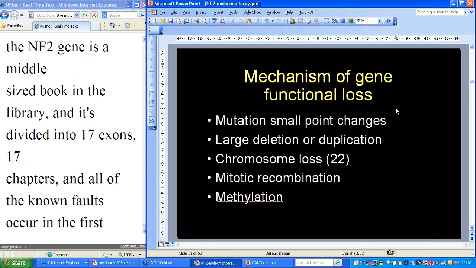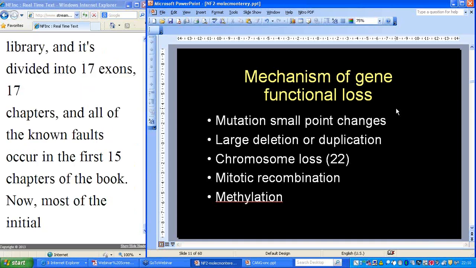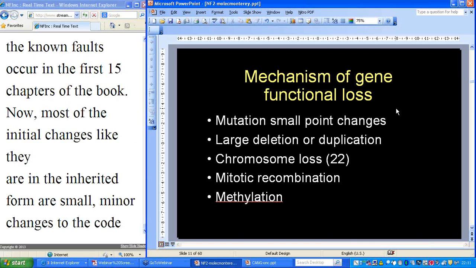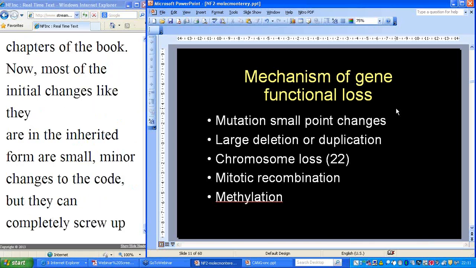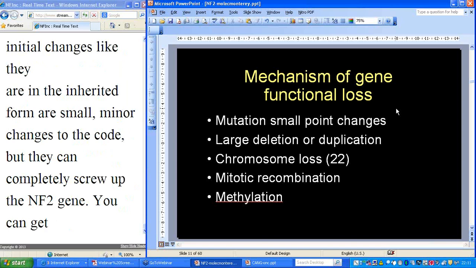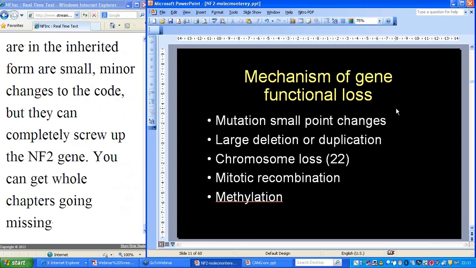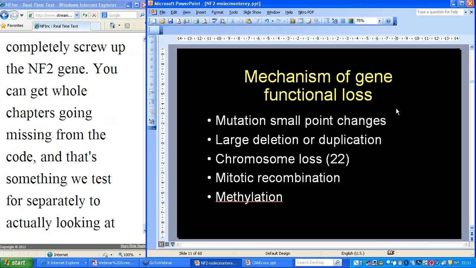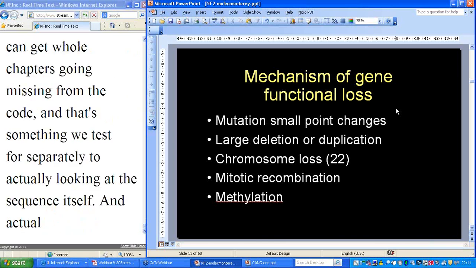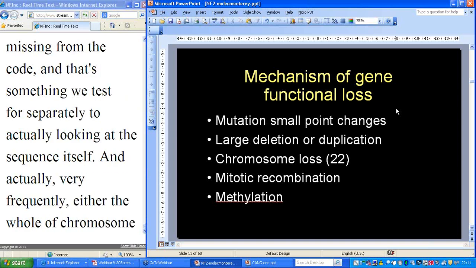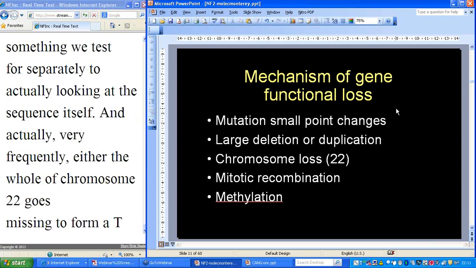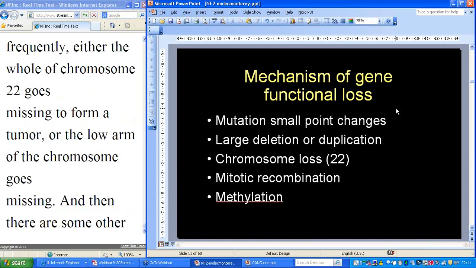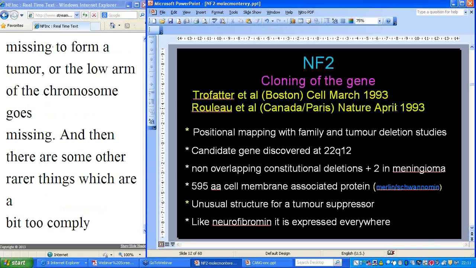Now, most of the initial changes, like they are in the inherited form, are small, minor changes to the code, but they can completely screw up the NF2 gene. You can get whole chapters going missing from the code, and that's something we test for separately to actually looking at the sequence itself. And actually, very frequently, either the whole of chromosome 22 goes missing to form a tumor, or the long arm of the chromosome goes missing. And then there are some other rarer things which are a bit too complicated to talk about in this webinar.